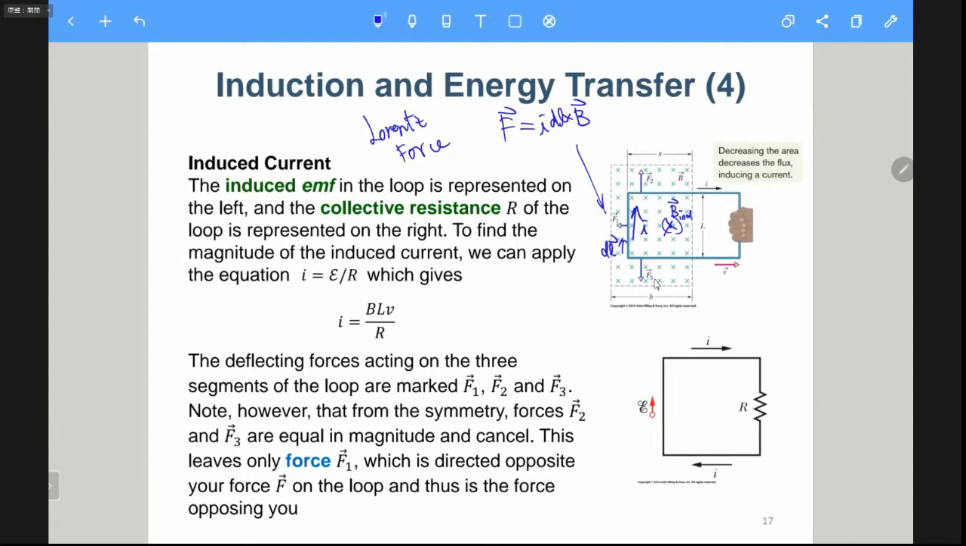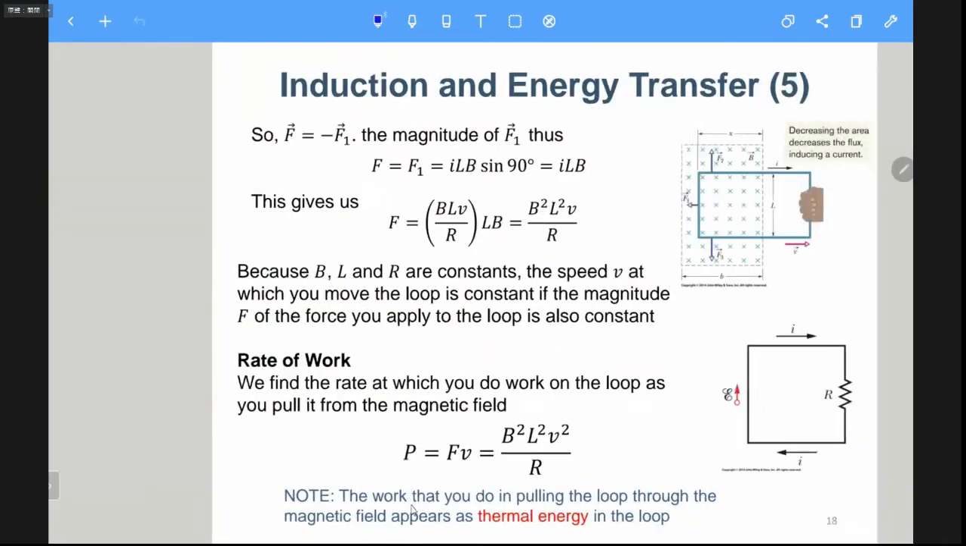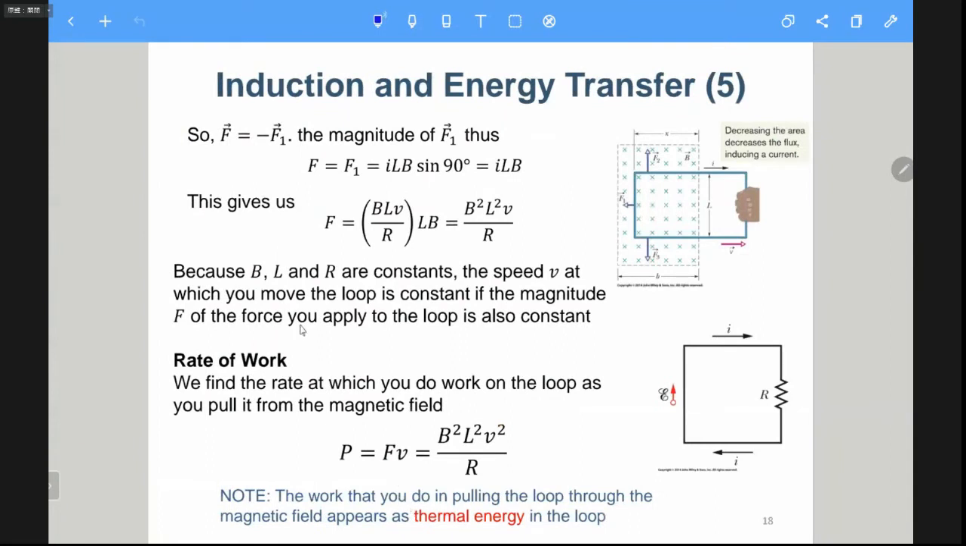And for these two, F2 and F3 will cancel each other. So when you try to pull out this loop, F1 is counteracting you. You need to use some force, or you need to do some work to pull this loop out. So here, using the Lorentz force, F1 is ILB sine 90 degrees. So F is ILB.